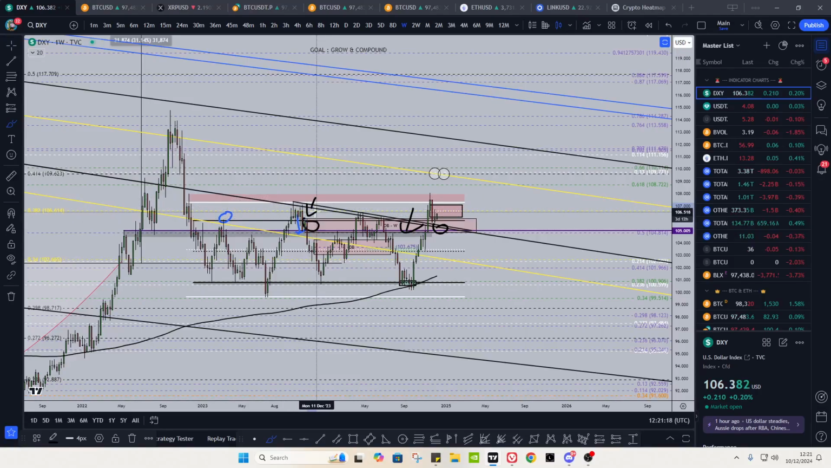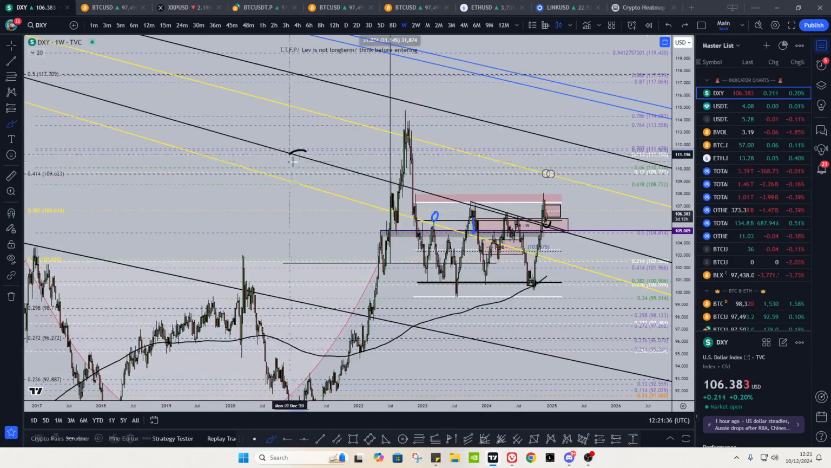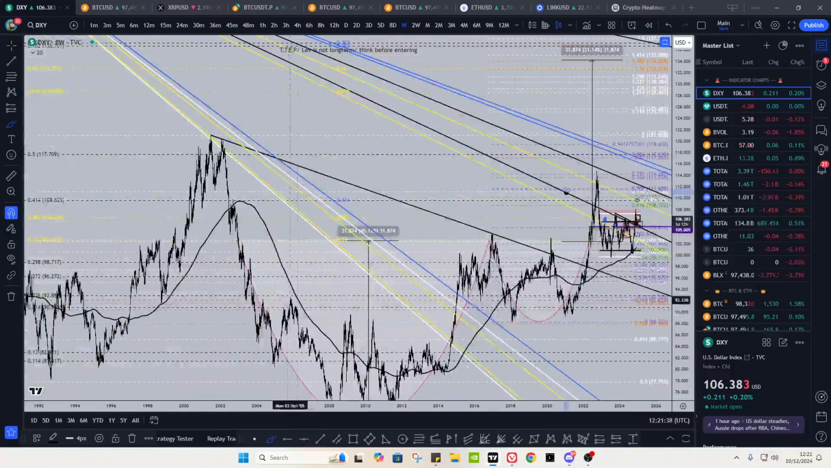Area where sellers are meant to be in control. Buyers are trying to take control right now, right? So that is, if you're bullish on Dixie, that's a good sign. But obviously, if you're in crypto, you shouldn't really be bullish on Dixie, because this going up generally means risk on going down, right?